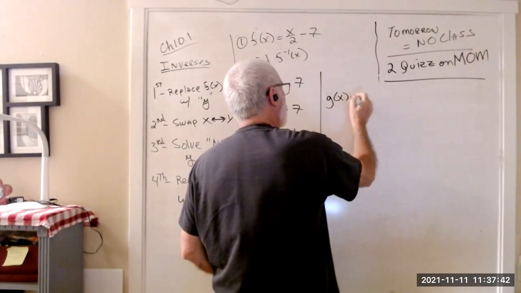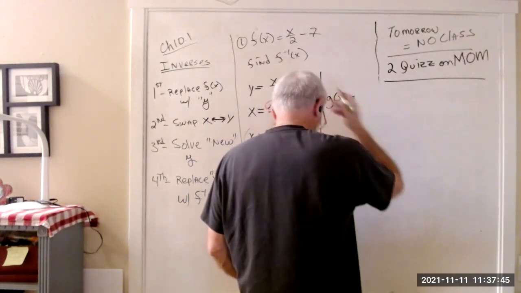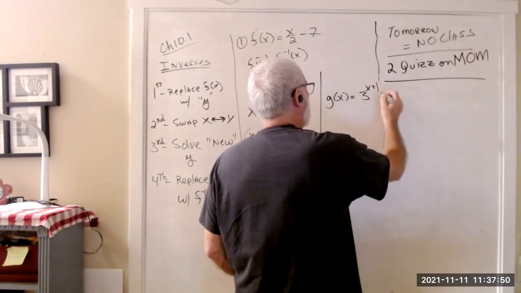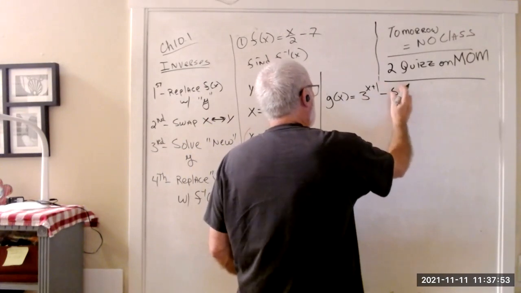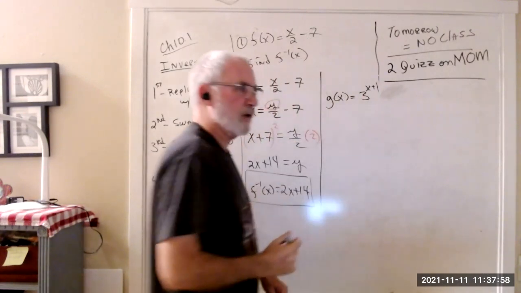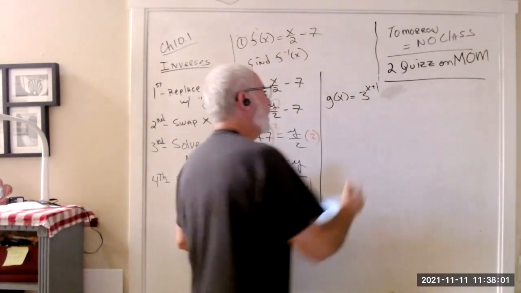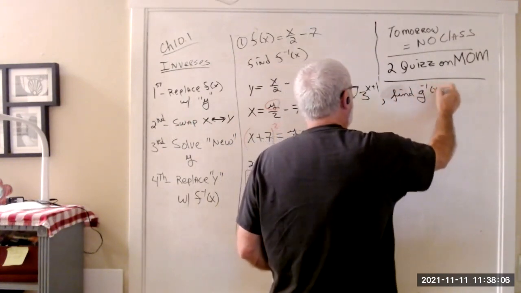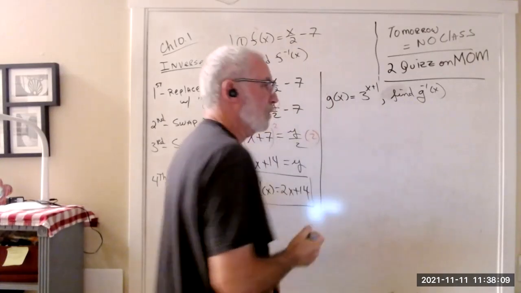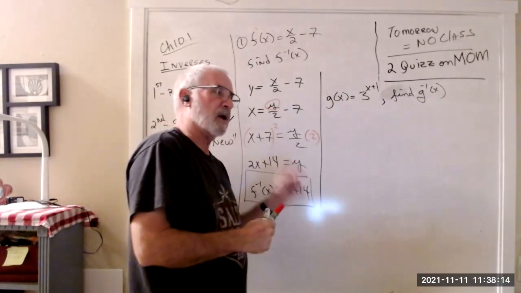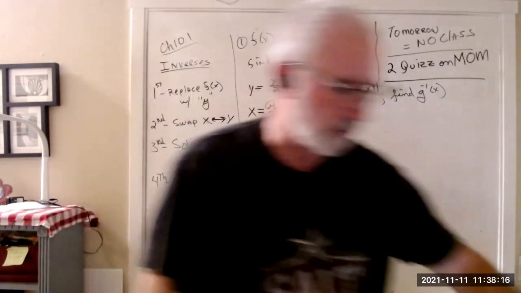Well, okay, what if I gave you this? g of x equals 3 to the x plus 1. I'm going to leave it here, 3 to the x plus 1. We'll make it easy for now. We'll start with an easy one. And I want you to find g inverse of x. Okay, so I'll pause this. This is brand new, but I'll give you a chance to kind of think about it a little bit. Pause it, think.